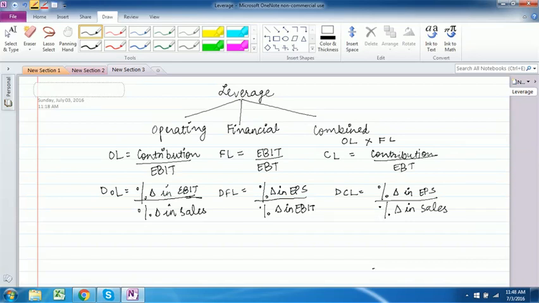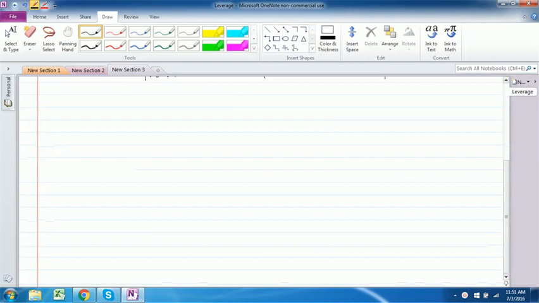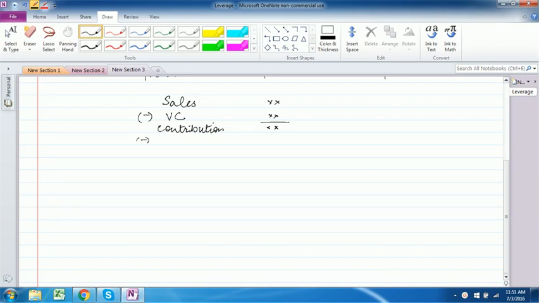So now comes the part of remembering these formulas. In order to do that, first of all, let us see how you can calculate the earning per share from sales. So here you go. You have the sales. From sales, you deduct the variable cost. What do you get? You get contribution. From contribution, you deduct the fixed costs. And what do you arrive at? Earning before interest and tax.